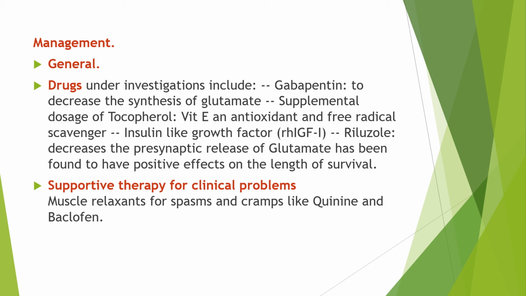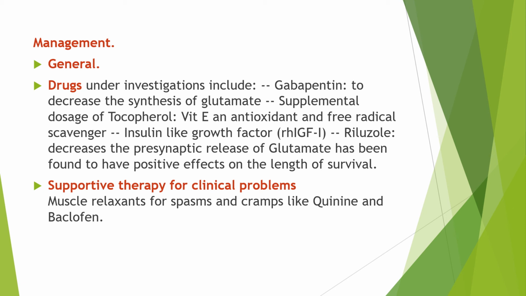We have to take care of mouth and bowel care of these patients. Secretions of the mouth should be cared for. We have to care about the patient's cramps and muscle weakness. We can use certain drugs as well, for example gabapentin to decrease the synthesis of glutamate, which is excitatory, and supplemental doses of tocopherol, vitamin E, an antioxidant, can be given for muscle relaxation.